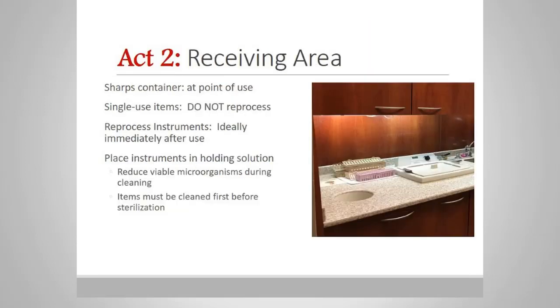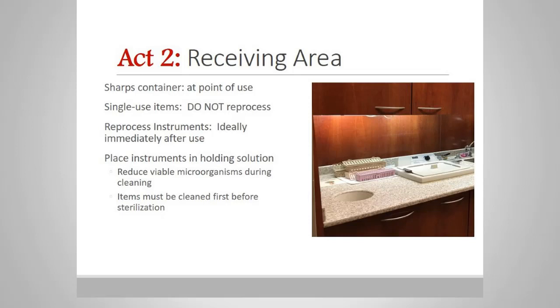Now let's go to Act 2, the receiving area. We talked a little bit about that when we looked at the instrument processing area, and we did mention that the sharps container should be at the point of use. Single-use items, do not reprocess them. Some items are meant to be used once and only once. Look for the symbol on those items and know if they do not have instructions for reuse that they may not be reusable and you must dispose of after a single use.